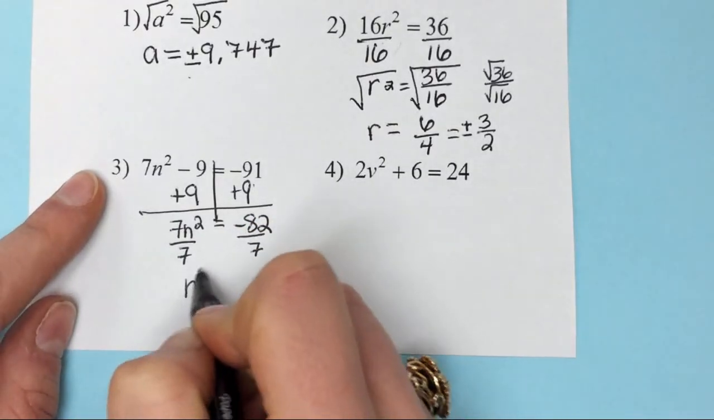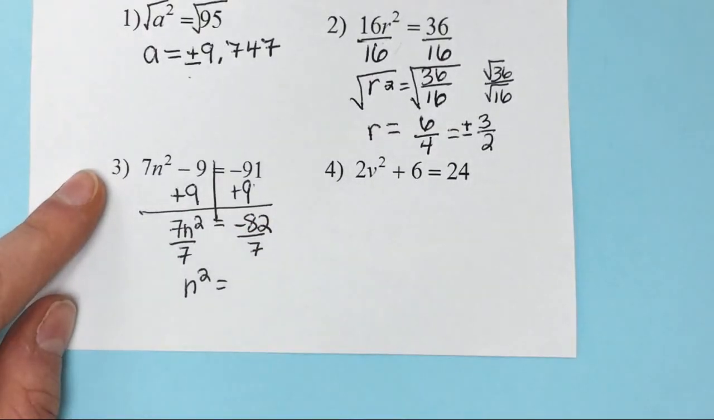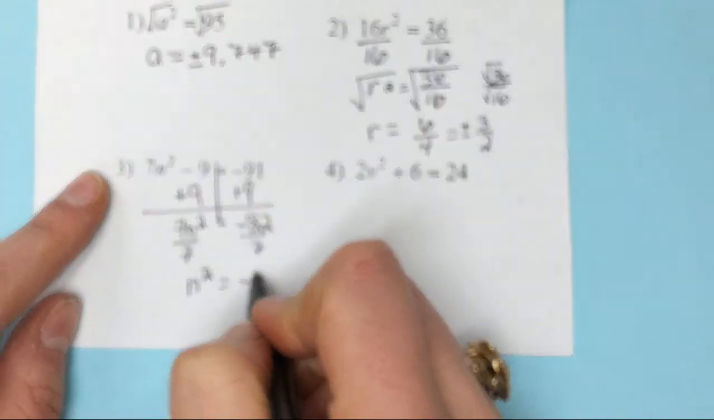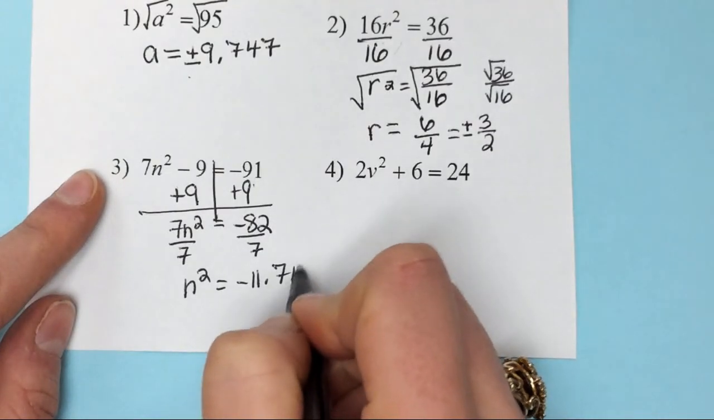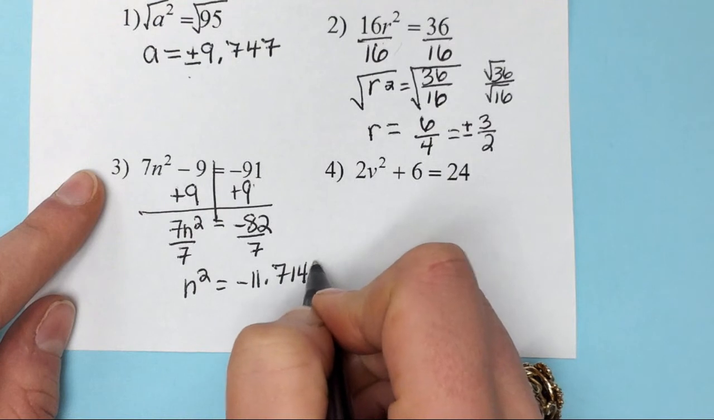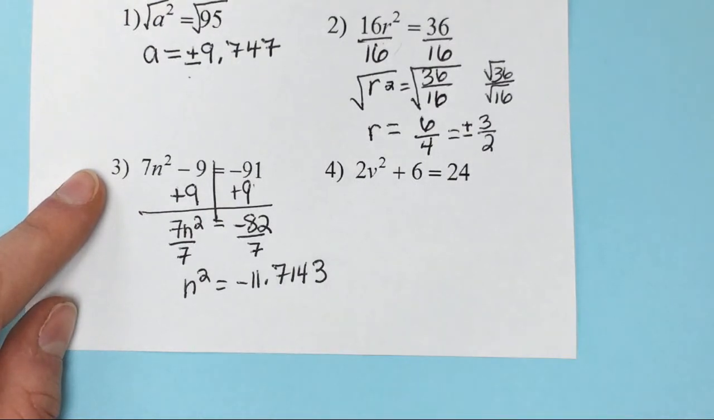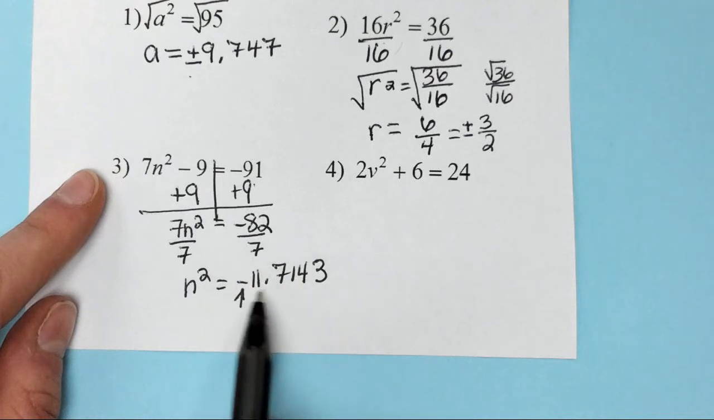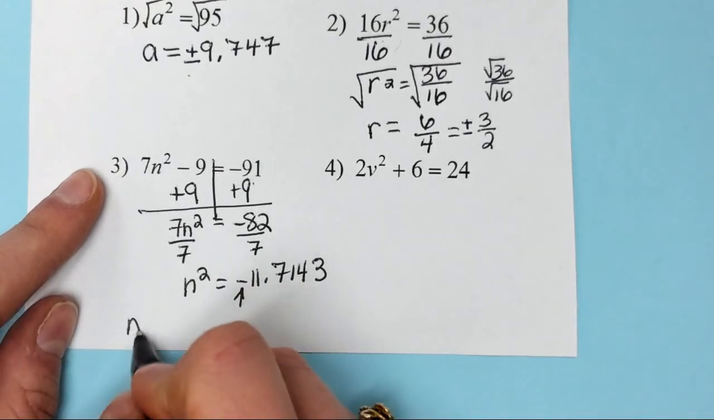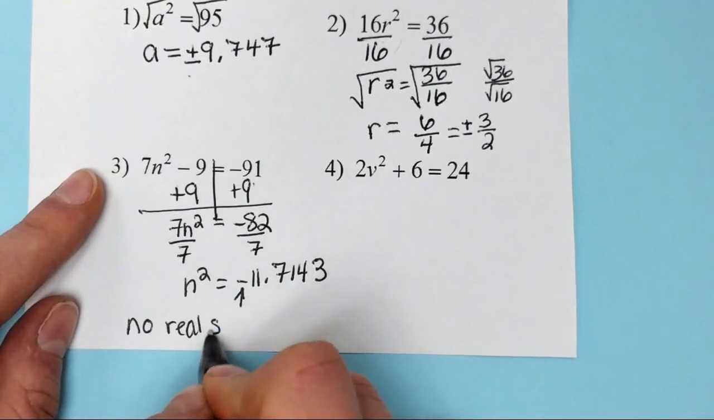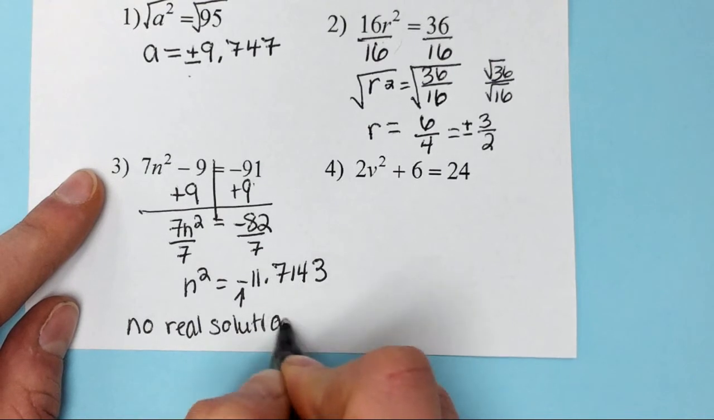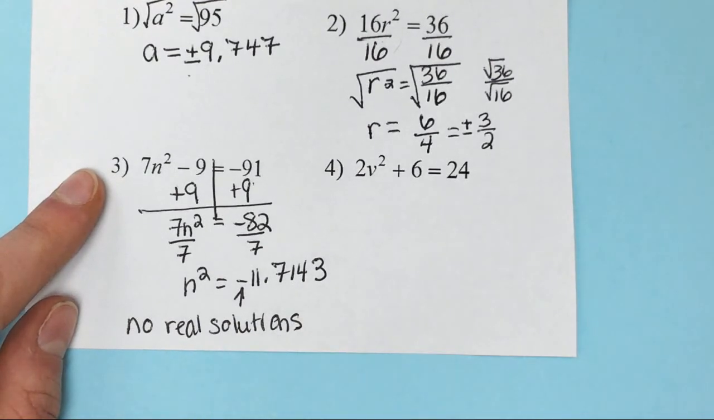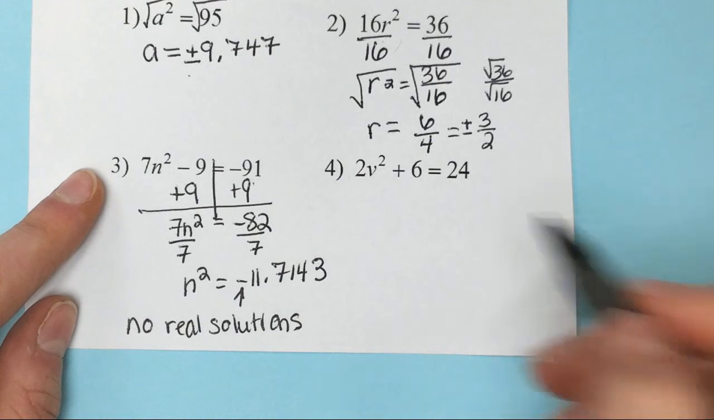So I have n squared is equal to negative 11.7143. Go ahead and round that. If we notice here, I have a negative constant, so I cannot take the square root of both sides because I can't take the square root of a negative number. So I'm going to report no real solutions as my answer.